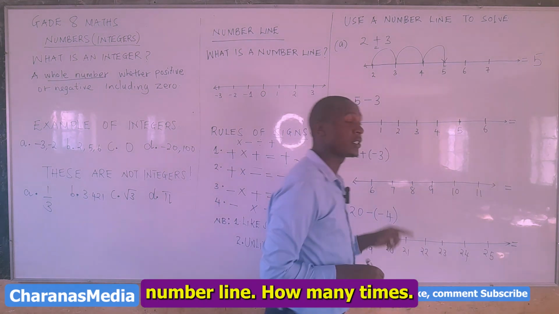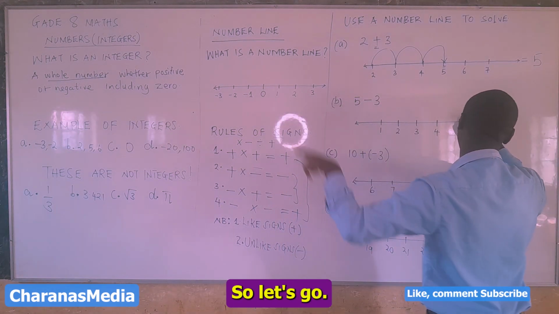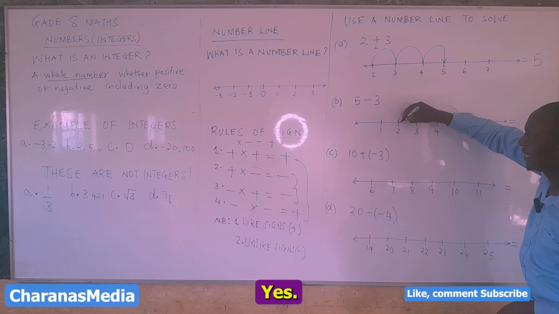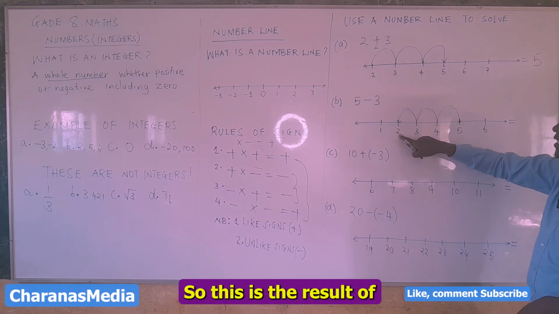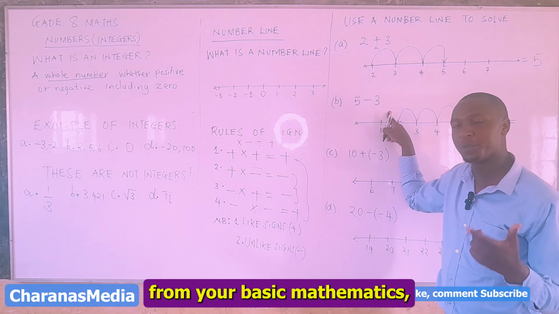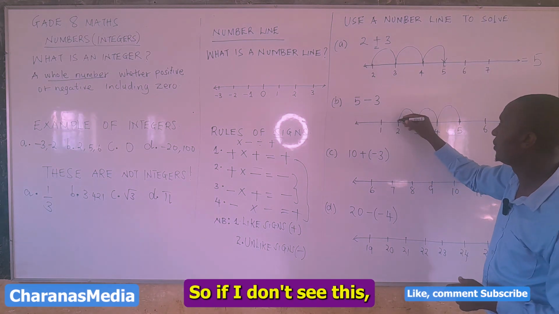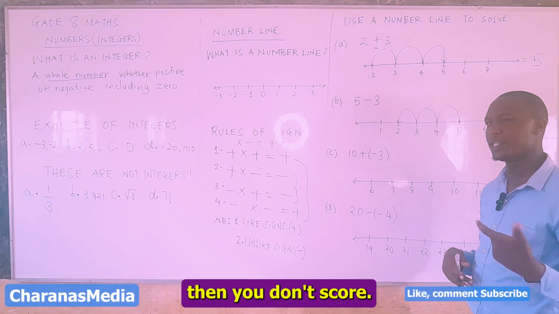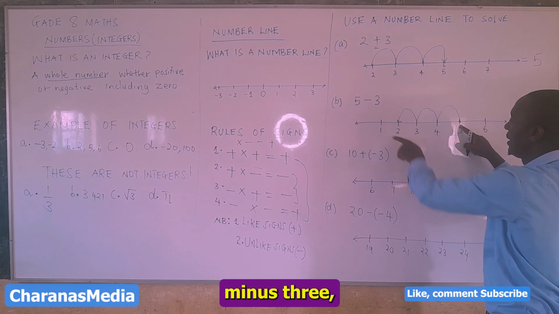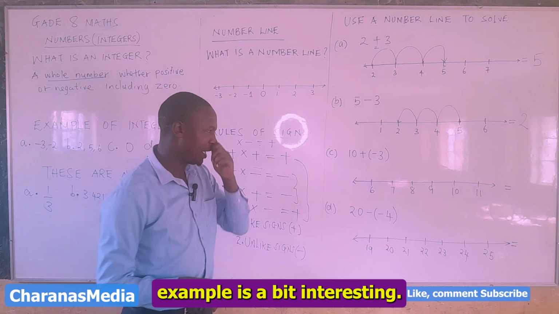How many times? 3 times. So from 5, I move 3 times to the left. So let's go. 1, 2, 3. Yes. So this is the result of 5 minus 3. I know you knew from before, from your calculator or from your basic mathematics, 5 minus 3 is 2. But again, you have to show that in a number line. If I don't see this, then in an exam setting, you don't score. So the result for that is 5 minus 3, the result is 2.